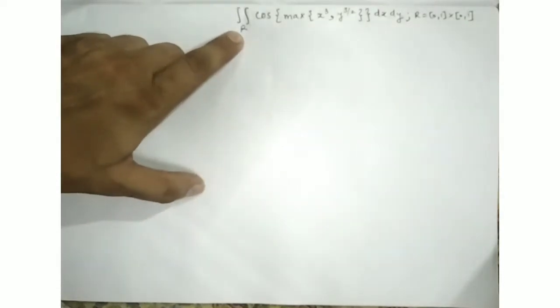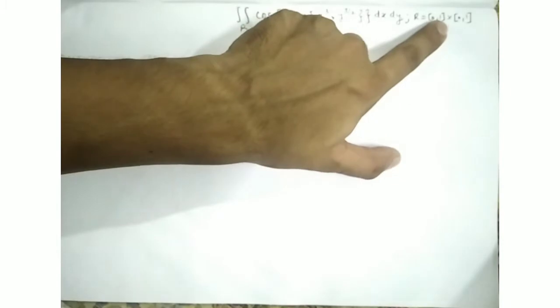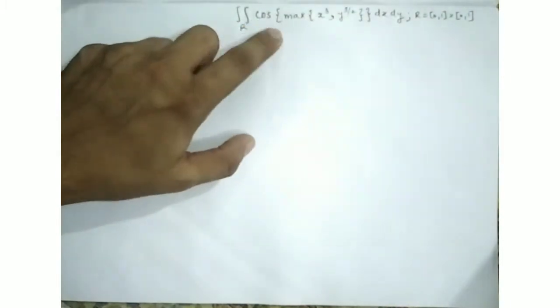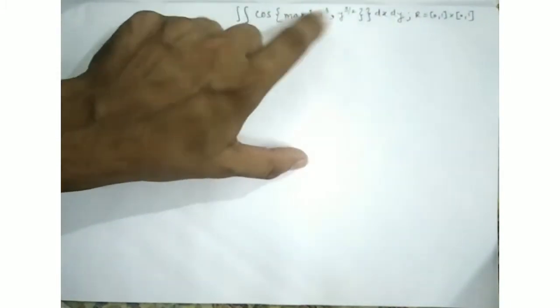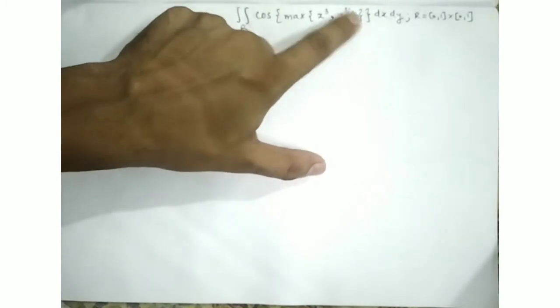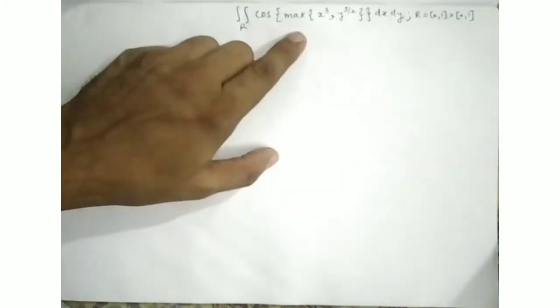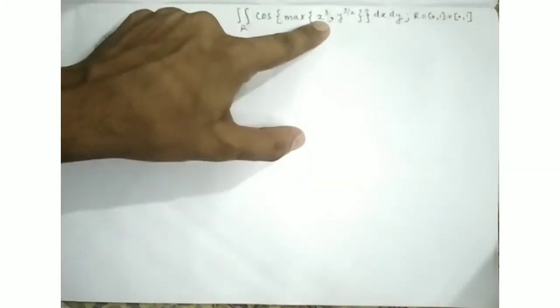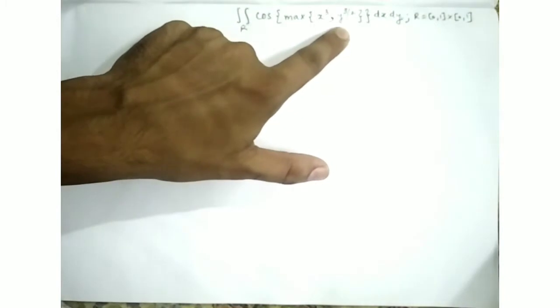What does the question say? Given the double integral over R, where R is the rectangle [0,1] cross [0,1], of the function cos of max of x cube comma y raised to 3 by 2. Now, this question looks complicated, but if I consider two cases, when the max function is x cube, and in the next case when the max function is y raised to 3 by 2, the question becomes very easy. So this is the idea.